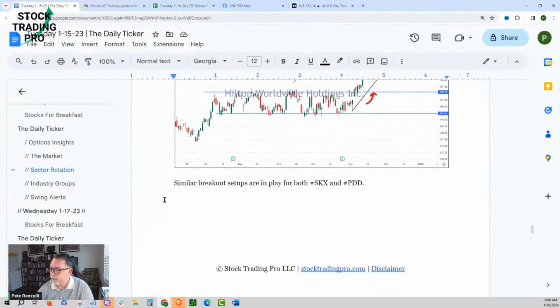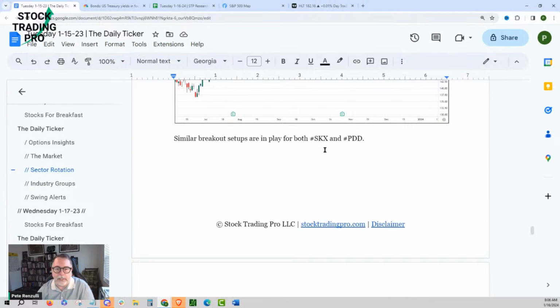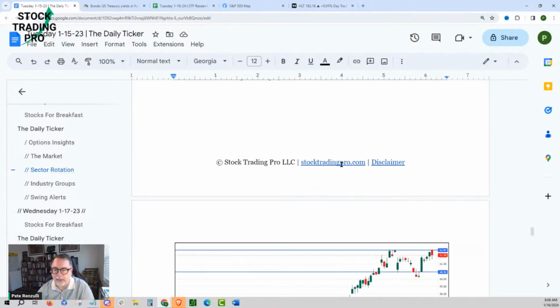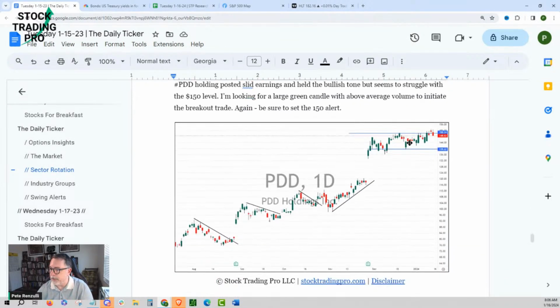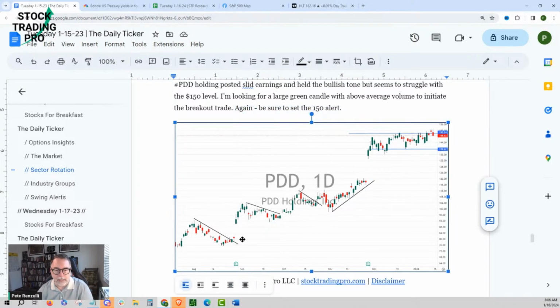All right. Similar breakout setups today in SKX and PDD. So again, how many more trading ranges are we seeing in these bullish stocks? This is now going sideways for the better part of 5 weeks. Same thing here with PDD. So I'm really more inclined to be setting alerts right now than breakouts. So look at how simple these setups are for this stock.